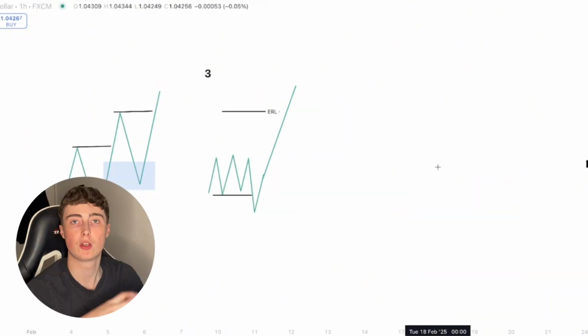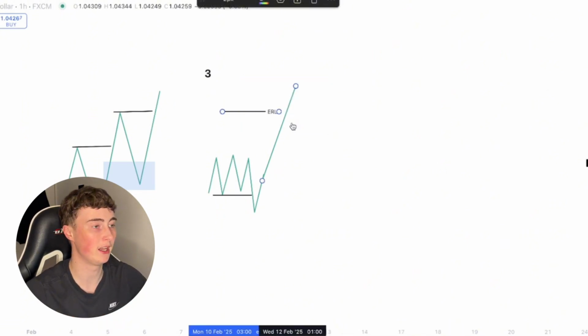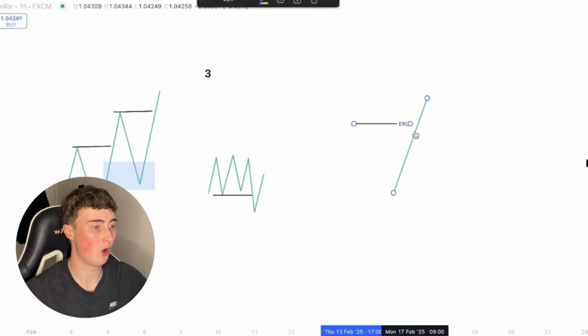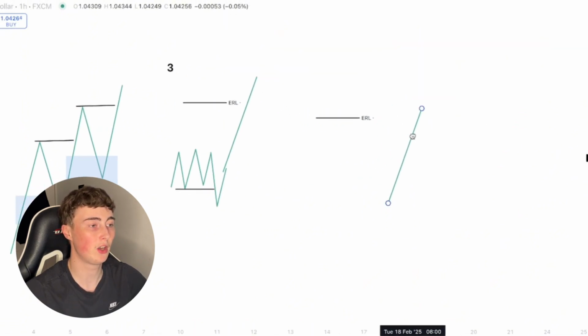So the last thing you want to look for to have that high probability expansion towards your target is timing. So let's draw this out again. When it comes to price running towards your liquidity target, right? There are specific times where price has a higher probability of doing that.